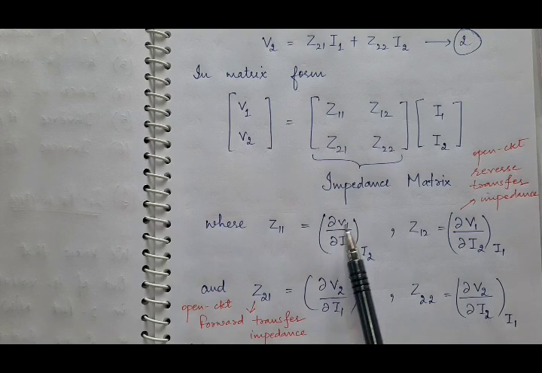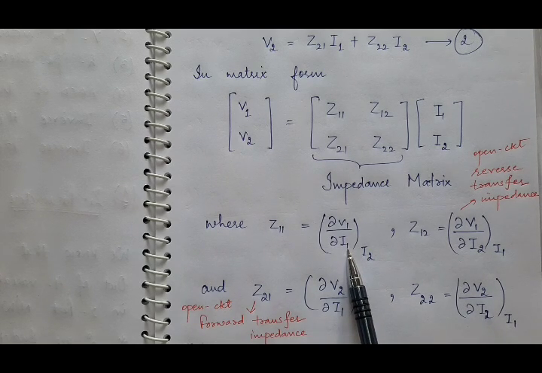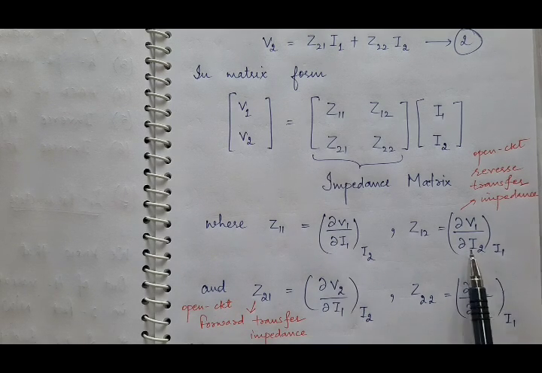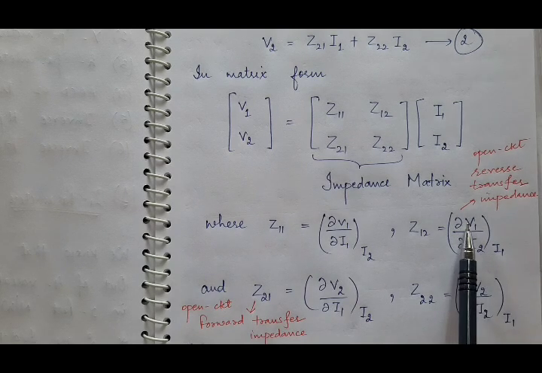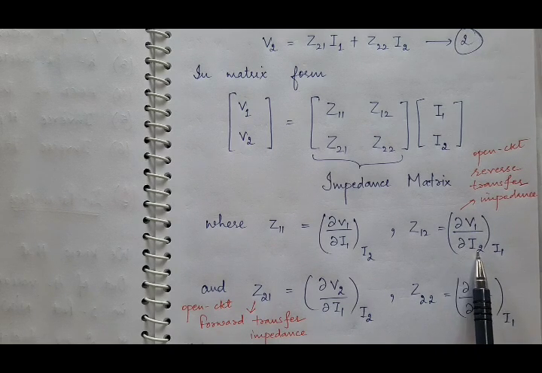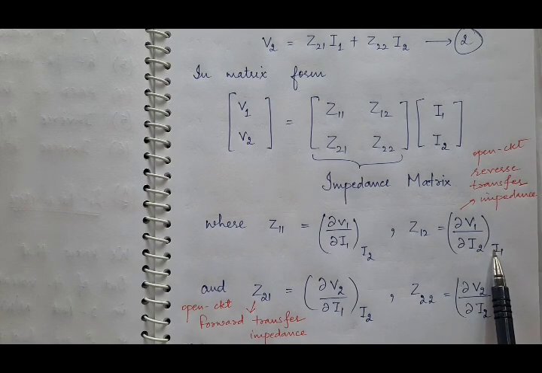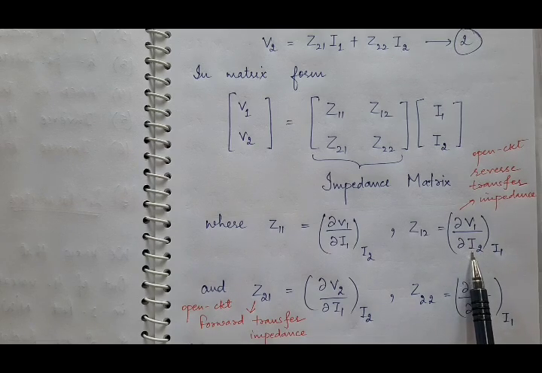Now you can see this is V1 and I1. Both are the values of input port. So that is why it will be known as input impedance. And this term, it consists of the numerator, input port divided by output port. Input voltage divided by output current. So when any ratio involves input divided by output, it is known as reverse transfer. And what is this V by I? It is impedance. So this will be reverse transfer impedance.